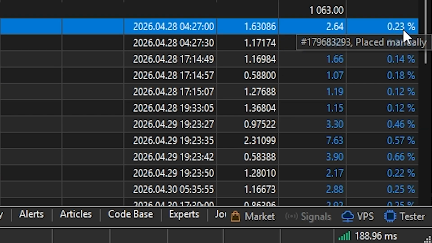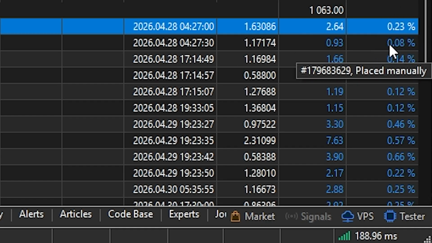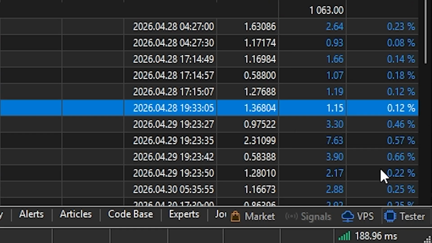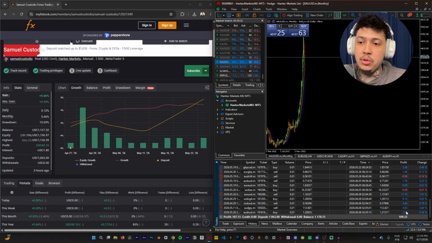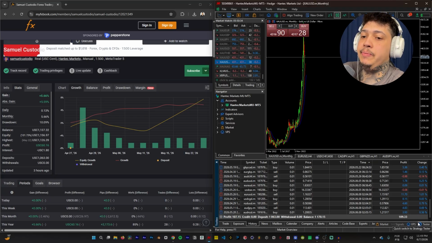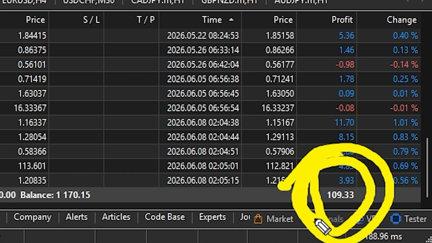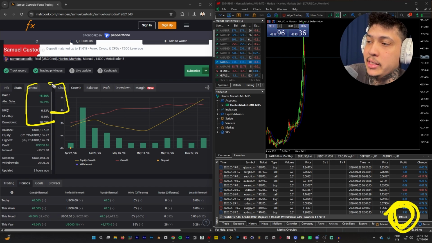When it comes to the percentage rate of the account, that's pretty much what I was getting approximately per trade: 0.23%, 0.08, 0.14, 0.12, 0.46, 0.57, which ultimately led me to 109.33, which represents 10% of the initial capital I started with, which is 1,000. If you go right here into my FX book, it says 5.66%, but that's because it's not updated. Actually it's 10%.